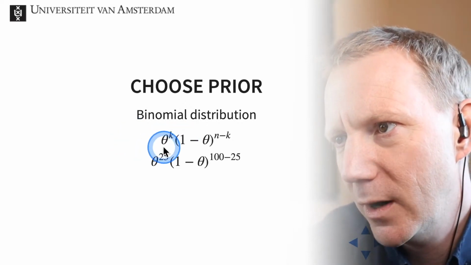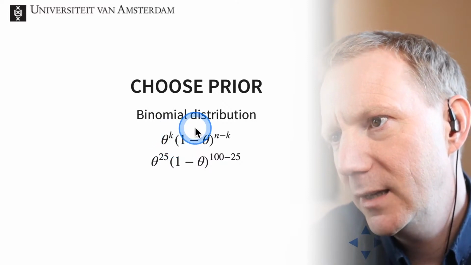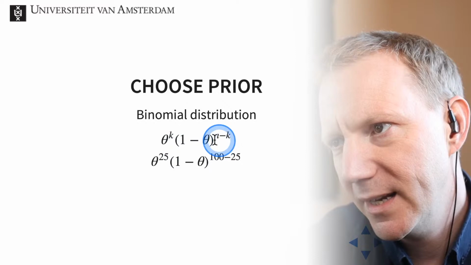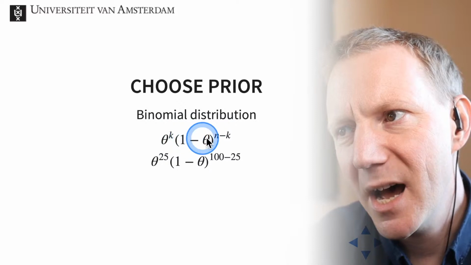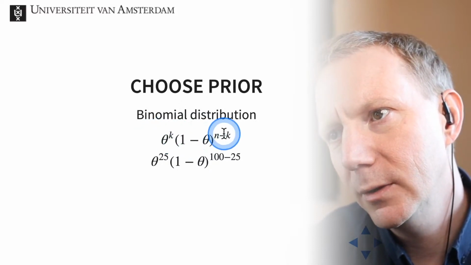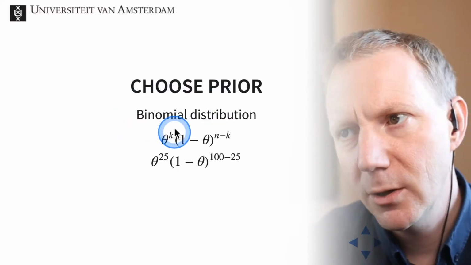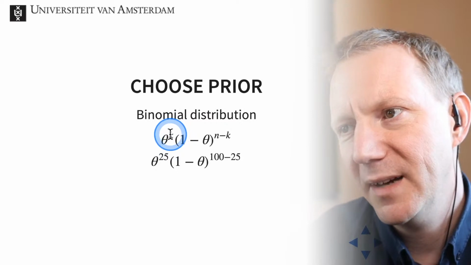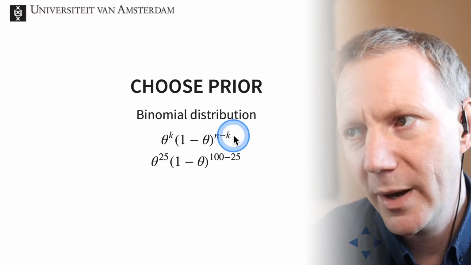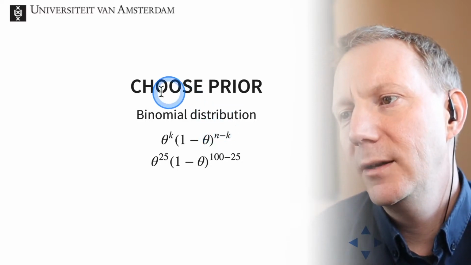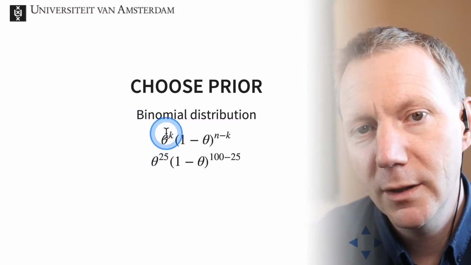So the binomial distribution is written down as follows, where you state theta raised to the power of k multiplied by 1 minus theta raised to the power of n minus k. And that is how we usually write down the binomial. So that means that if you know how many times heads you've thrown, and you know you have thrown a certain amount of times, n, then you can actually calculate what the probability is of that instance.